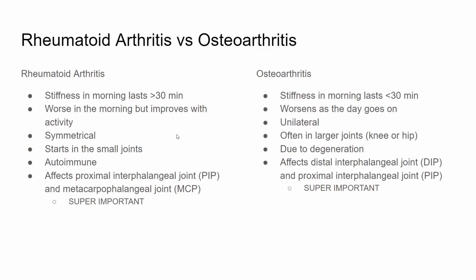And then knowing that rheumatoid arthritis is more often in the small joints, like the small joints of the hands, the wrists, the ankles, whereas osteoarthritis is in the hips and the knees and the really big weight-bearing joints. And then the biggest high yield thing on the slide is what I put super important underneath, which is knowing that rheumatoid arthritis is going to affect the MCPs and the PIP joints, whereas osteoarthritis is your DIPs and your PIPs. So knowing that differentiation will help you a lot between those two. Does that make sense for everybody?